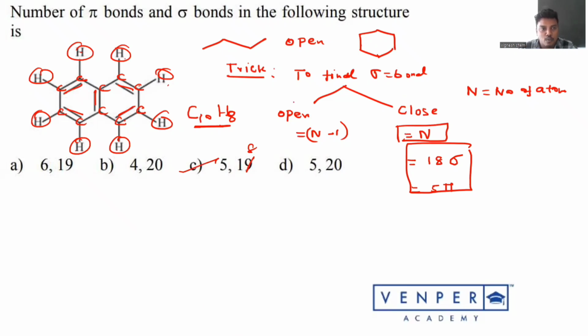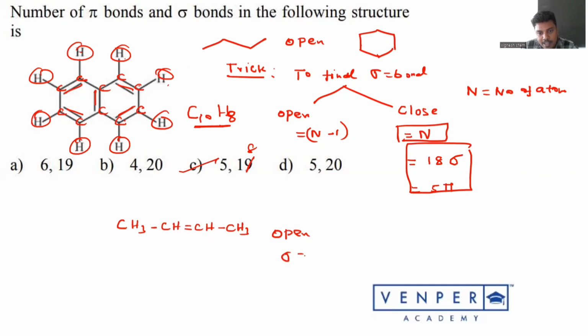What is the formula for a closed system? The formula is N. What is an open system? N minus 1. Understand? It's simpler to find out. Take this example: CH3, CH, double bond, CH, and CH3. Now this is an open system, right?